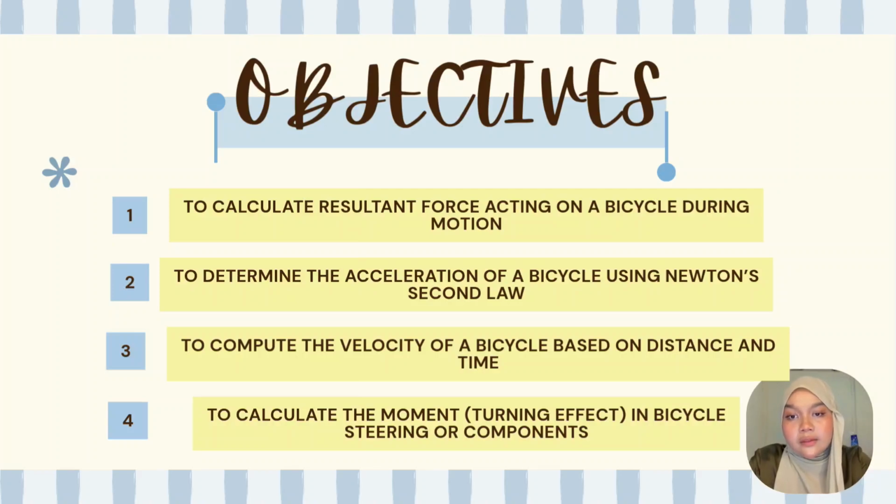Okay, next move to the objective. So the first objective here is to calculate the resultant force acting on a bicycle during motion. The second one is to determine the acceleration of a bicycle using Newton's second law. The third one is to compute the velocity of a bicycle based on distance and time. And the fourth one is to calculate the moment, which is the turning effect in bicycle steering or component.